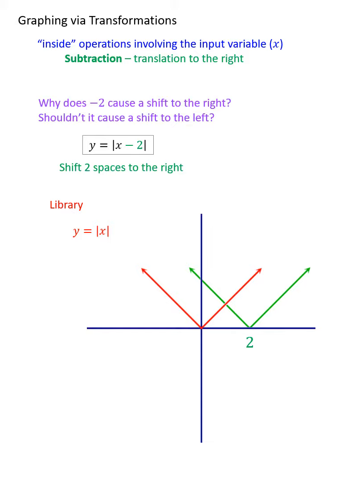And of course, the same logical question comes up. Why does subtraction by 2 cause a shift to the right? Intuition would tell us that subtraction by 2 would cause a shift to the left. But this is sort of counterintuitive to the reality of the situation. And again, I will leave the why or the reasoning for that for another time.